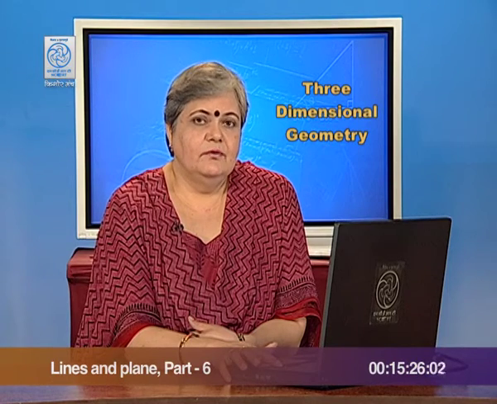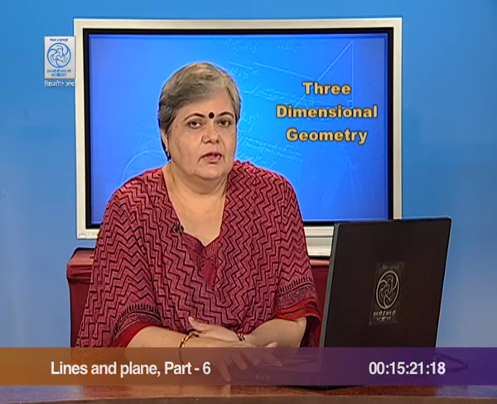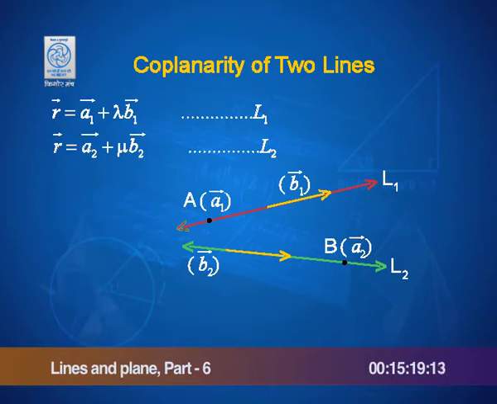From the basic vector chapter and the conditions about the cross product, we know that the vector b1 cross b2 is always perpendicular to the two vectors b1 and b2, and hence to the plane containing the vector b1 and vector b2.